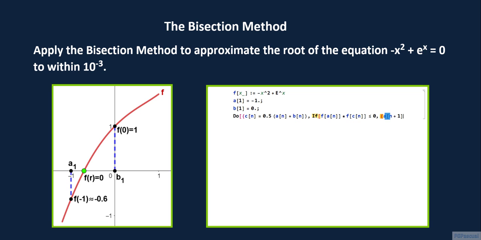The new left endpoint a_(n+1) will be a_n, and the new right endpoint b_(n+1) will be c_n. Otherwise, if this inequality happens to be untrue, we choose the interval from c_n to b_n. We have another opening curly bracket, and the left endpoint a_(n+1) will be c_n, and the new right endpoint b_(n+1) will be b_n.